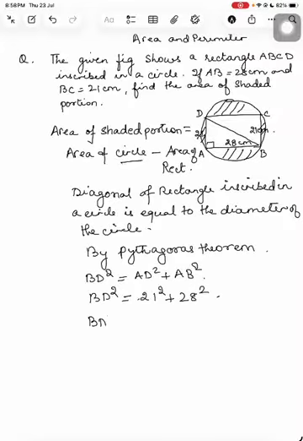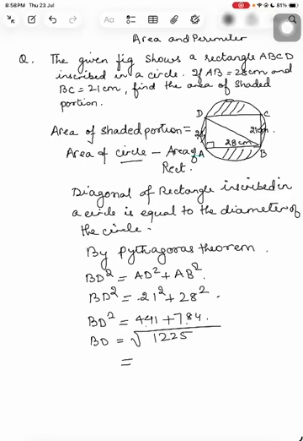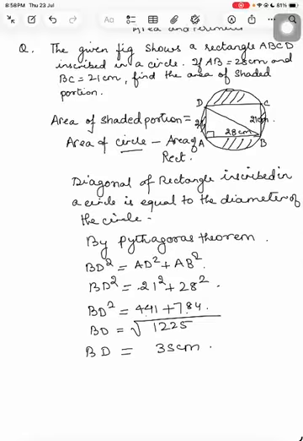So BD square is 21 square, which is 441, plus 784, 28 square. So BD is square root of 441 plus 784, that is 1225. So BD is 35 centimeter. This BD, which is the diagonal of the rectangle, is the diameter of the circle. So diameter of the circle is 35 centimeter.